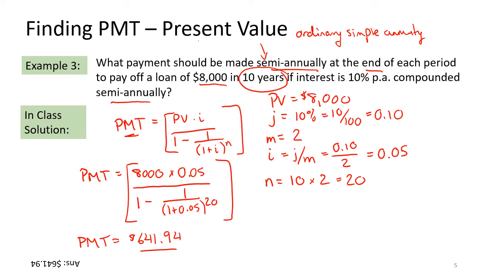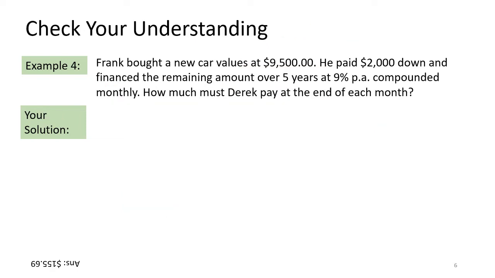After that, it's following the same steps we've been following in the last unit and this unit to find your interest rates, your number of payment periods in this case, and substituting them into these formulas. So let's look at another example. Frank bought a new car valued at $9,500. He paid $2,000 down and financed the remaining amount over 5 years at 9% per annum compounded monthly.